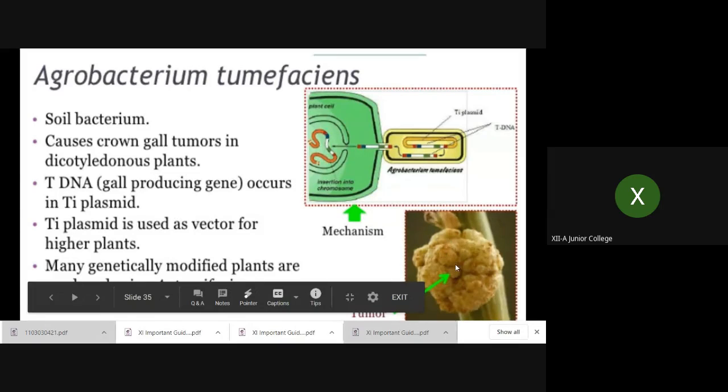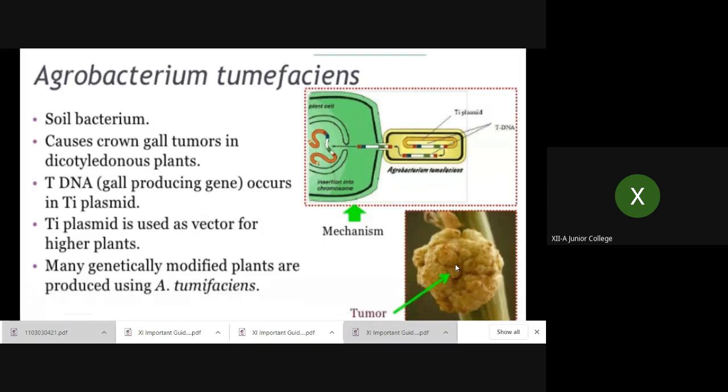This is also called gall, which is nothing but the excess of growth, which gives the appearance of a crown. So this is called crown gall disease. The plants which are infected with A. tumefaciens, that means the tumor-inducing plasmid is present in the bacteria, which gives the excessive growth to the plant, and that results in the formation of a tumor, right?